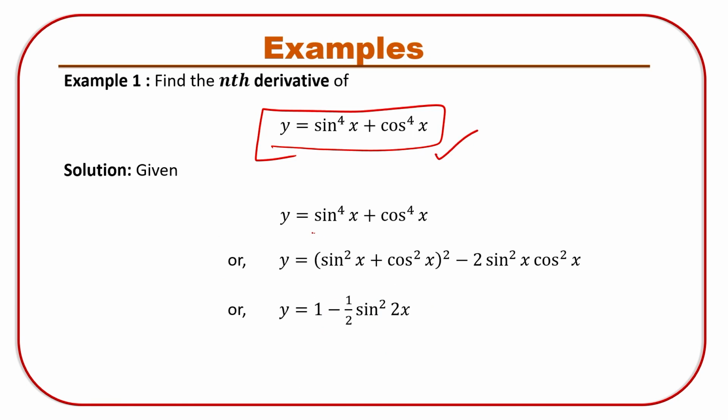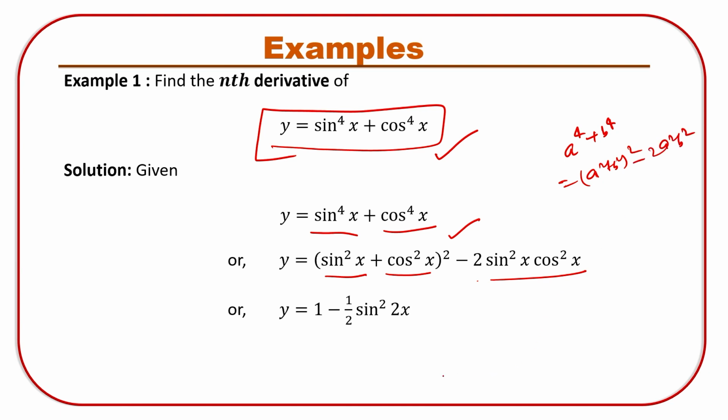So y equal to sin^4 x plus cos^4 x can be written as (sin^2 x plus cos^2 x) whole square minus twice into sin^2 x into cos^2 x, right? So this means we have a^4 plus b^4, which is nothing but (a^2 plus b^2) whole square minus 2a^2 b^2, right? So sin^2 x plus cos^2 x is what? It is 1.